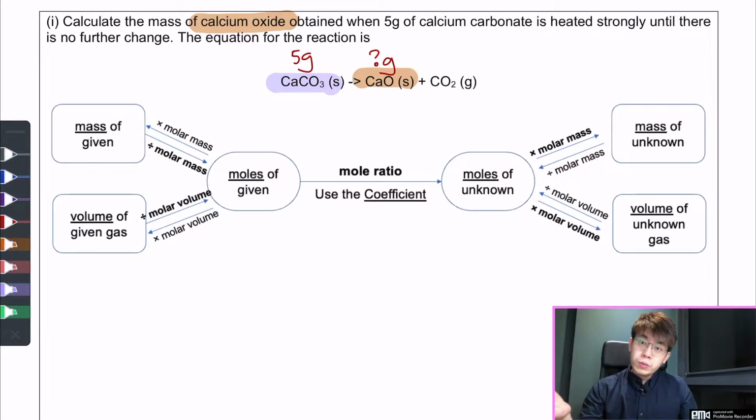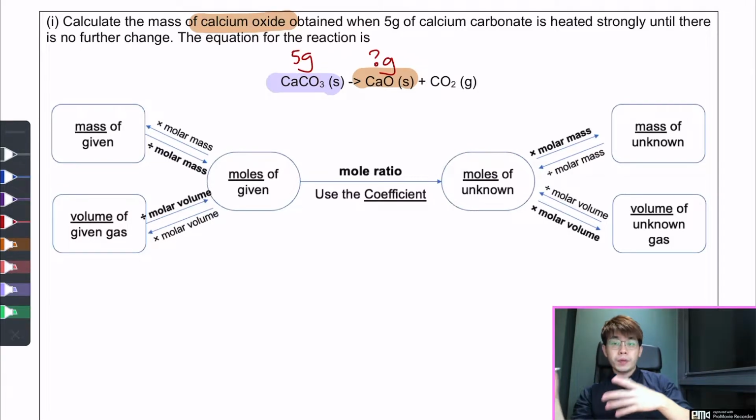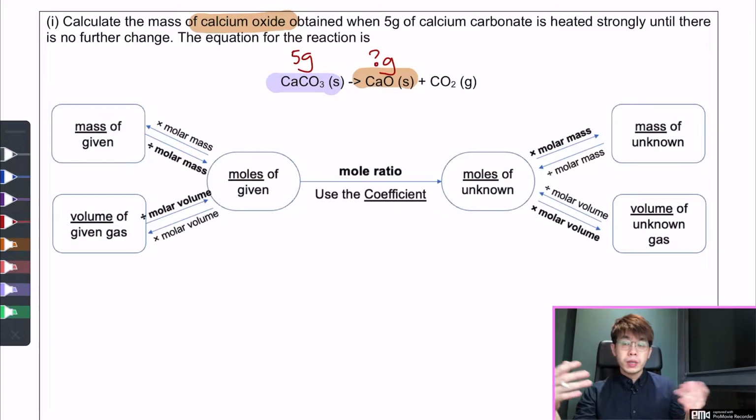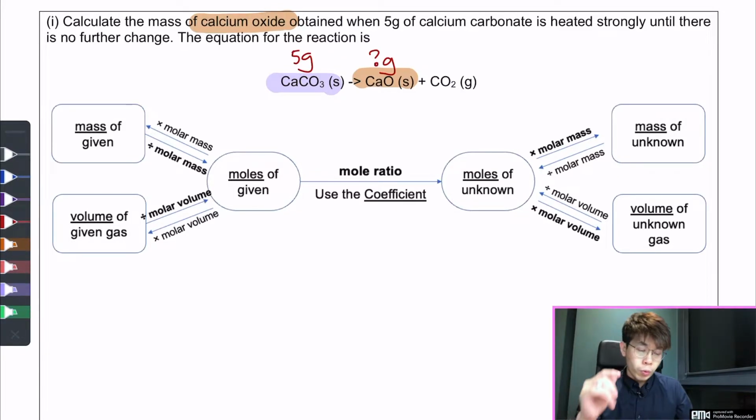The way to do these types of questions is that we must always remember that we need to go back to the mole ratio. We cannot compare the ratio of masses because every substance has a different molar mass. So we need to compare the mole ratio. We need to compare the moles.